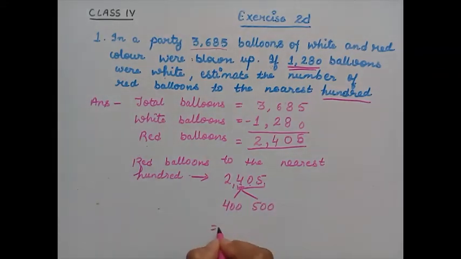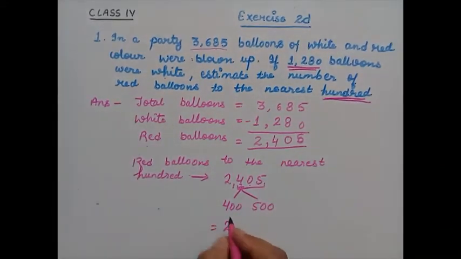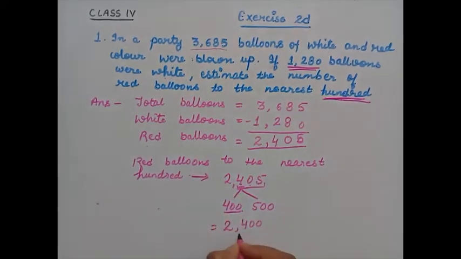So here the answer is: note down 2 as it is because there is no need to change the number at the thousands place. We have to change the numbers till the hundreds place. So note down 2 as it is, and 405 is closer to 400. So note down here 400. So the number of red balloons to the nearest hundreds is 2400. So here 2400 is the answer.